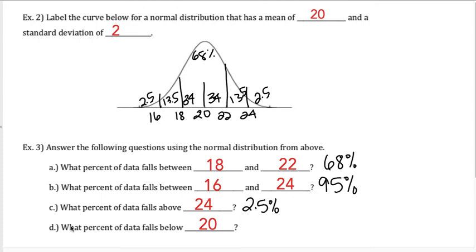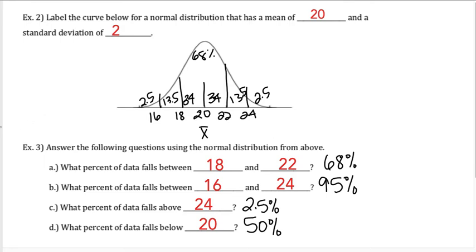And lastly here, what percent of data falls below 20? So 20 is the mean. You could take time and add these 3 numbers up, but remember the mean is directly in the middle here. And so above and below the mean is always going to be 50%. That's stuff that will become easier for us.